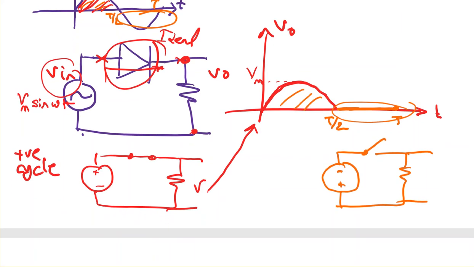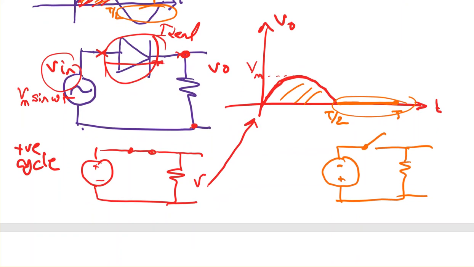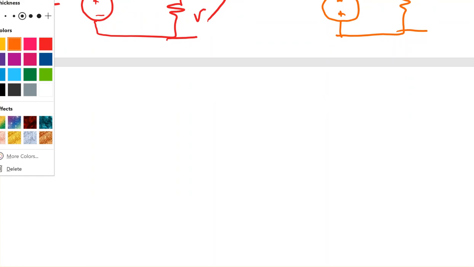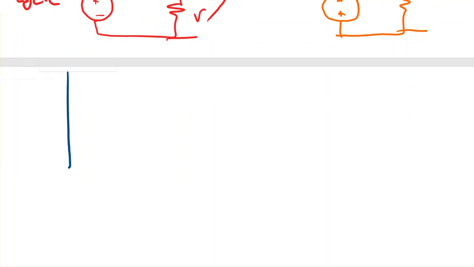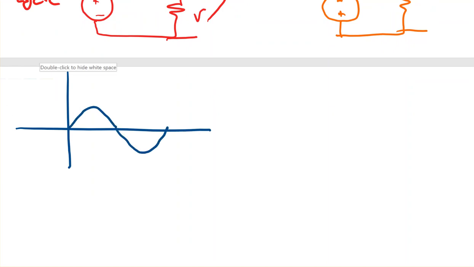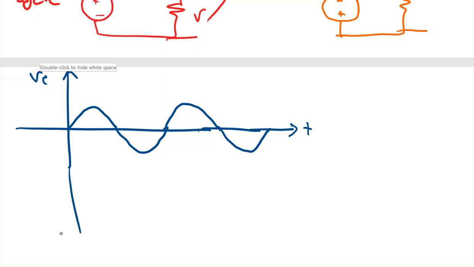So if you can see, by doing this, if we continue for the next half of the cycle, which means that if I would like to continue showing you the output, it will look like this. If this is my input, and I would like to show you the output on the same graph, so this is V input and this is T, then the output for a half-wave rectifier will look like this.